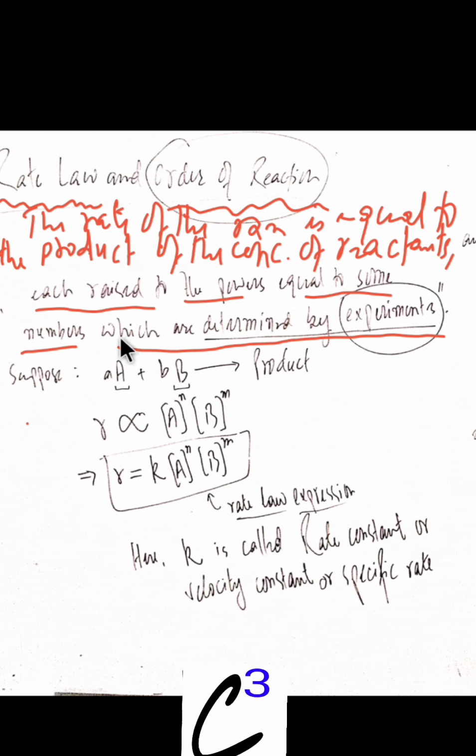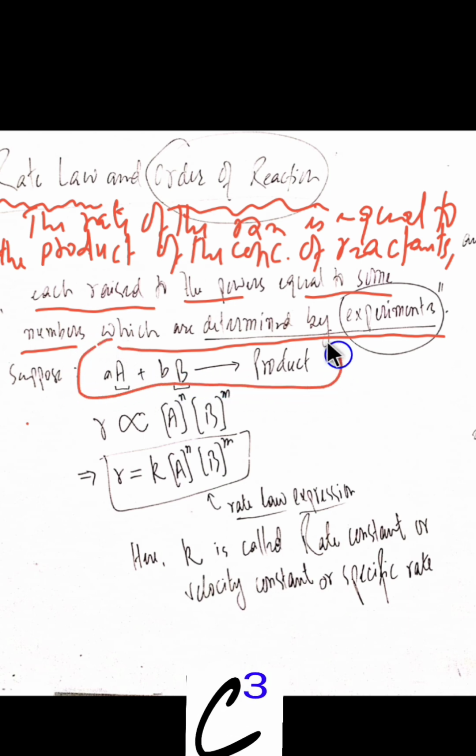Suppose this is the balanced chemical reaction, aA plus bB gives product, where the capital letters A and B are the reactants, while small letters a and b are their stoichiometric coefficients respectively.